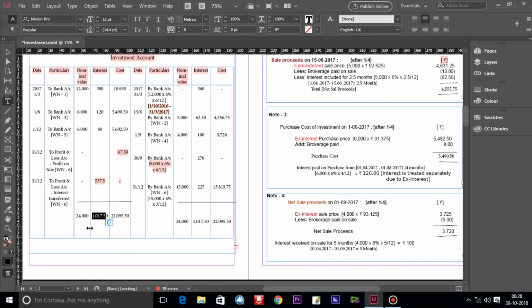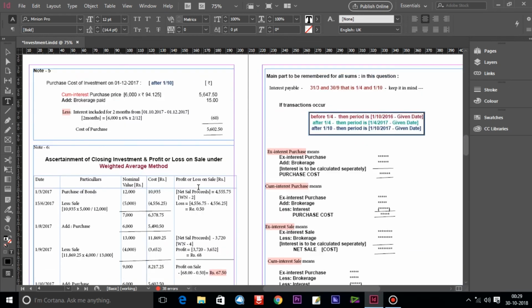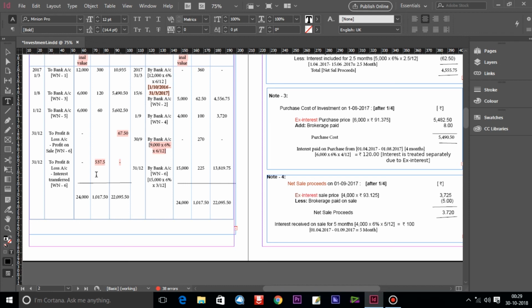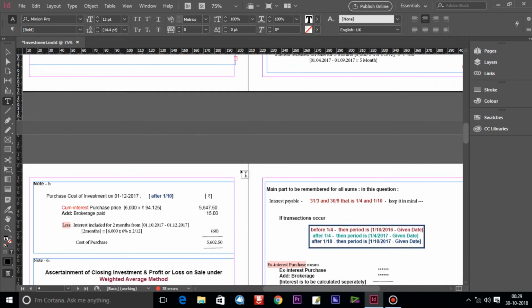And this is the question, and I am repeating the main important headlines. You have to solve the problem according to the year, number 1. Number 2, you have to calculate interest separately. Sometimes it may be added and sometimes it may be deducted. Sometimes it is remaining neutral. But you have to put under interest column that amount. And ultimately we got either profit or loss.